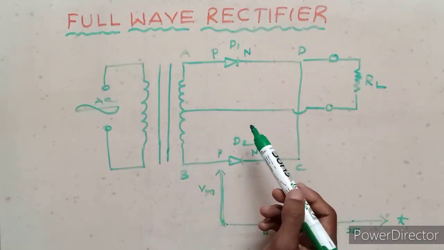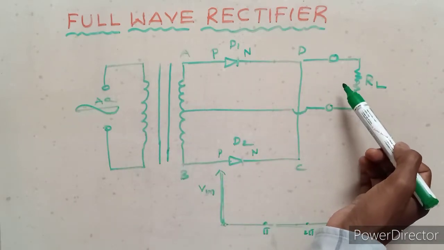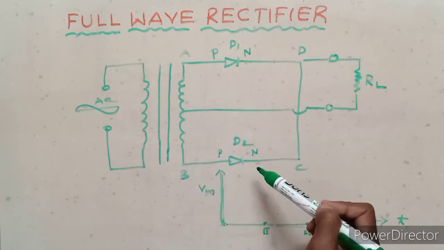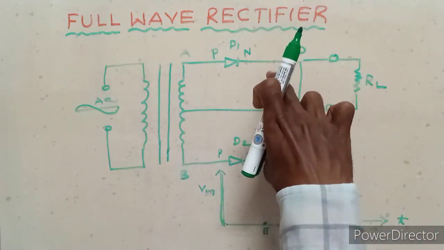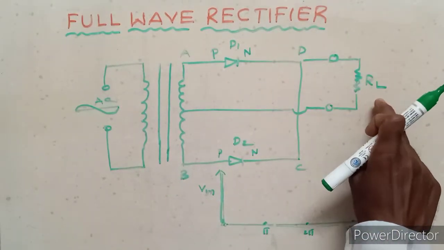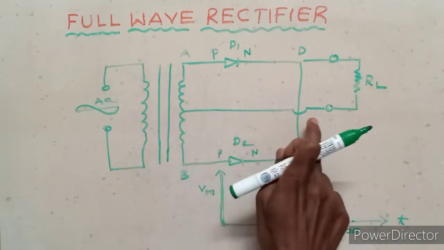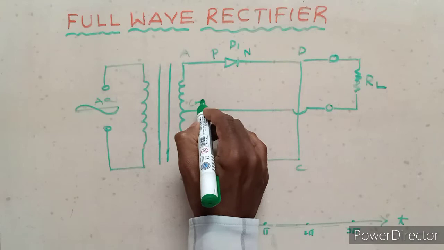This full wave rectifier converts AC voltage into a pulsating DC voltage by using both half cycles of the applied AC voltage. The two diodes feed a common load, the load resistance, with the help of the center tap. This is the center tap.